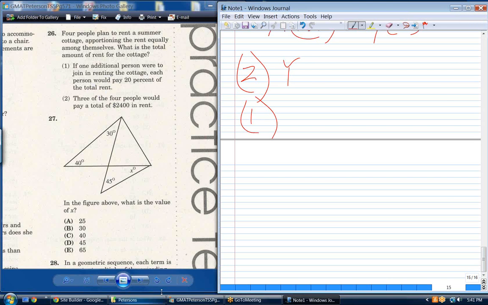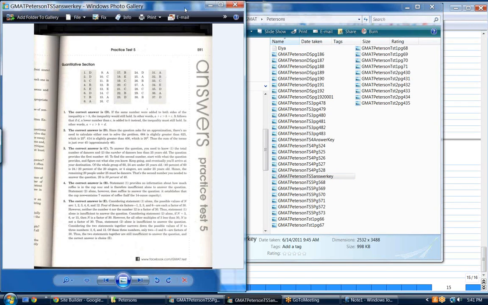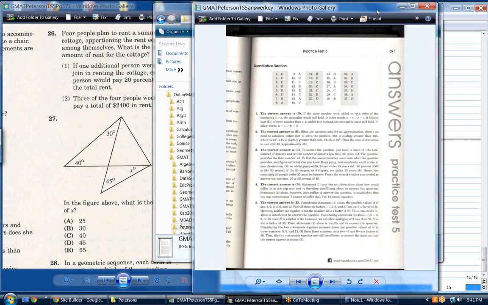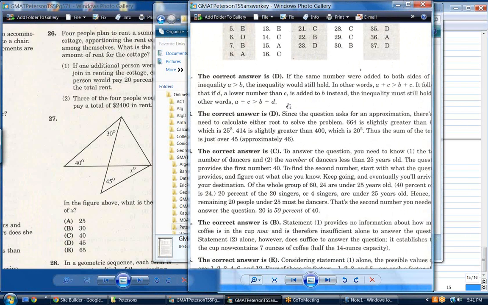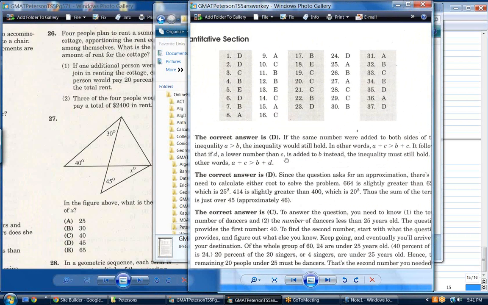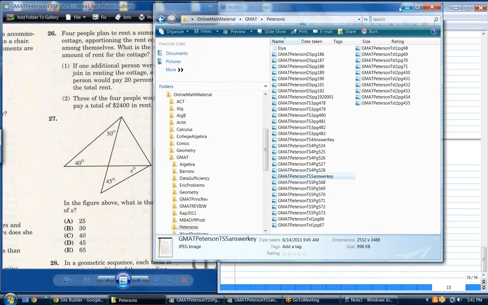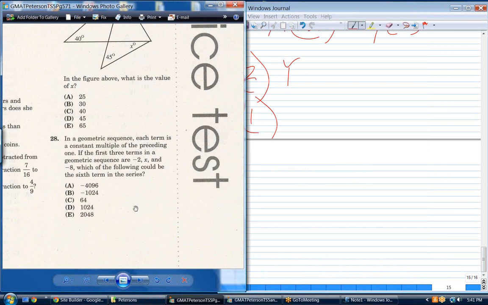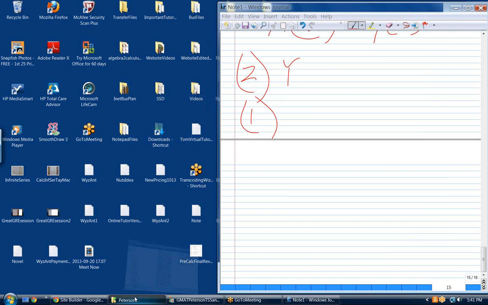Let me pull up the answers here. I want to make sure we check these answers because they can be pretty tricky. They really can. Sometimes it seems obvious what it is, and it just isn't that. So 26 should be B, right? Yeah, that's what we think. I'll search for data sufficiencies.